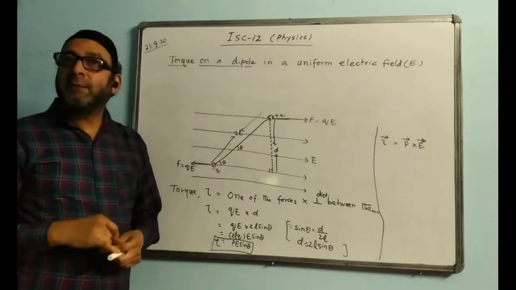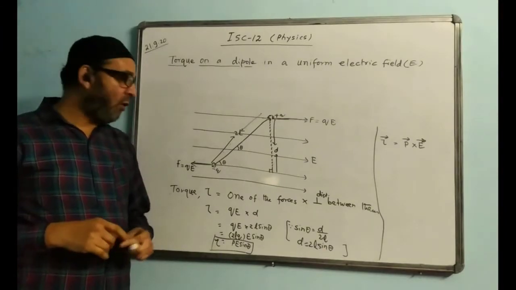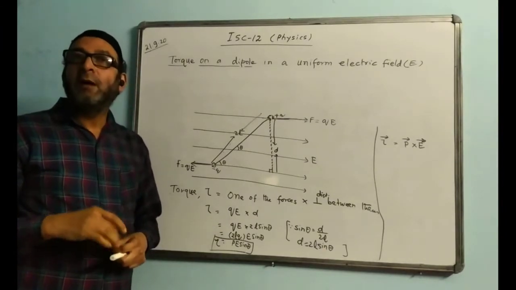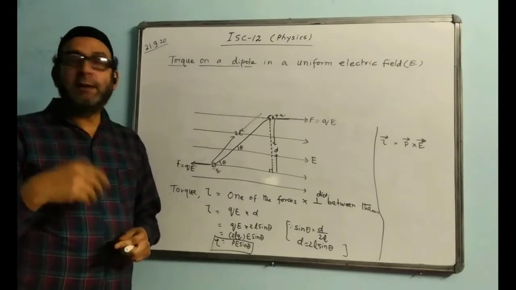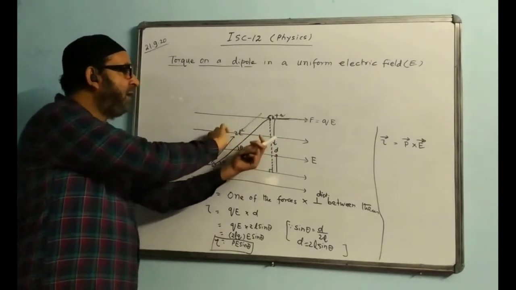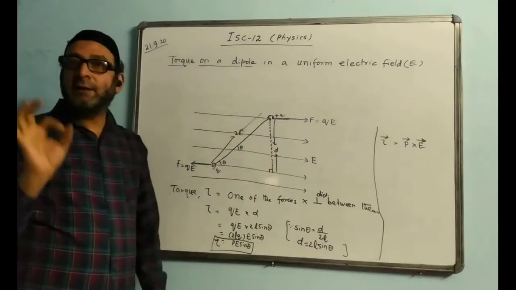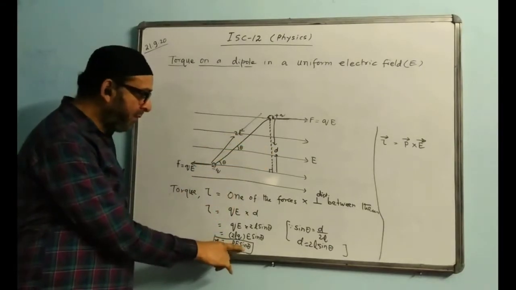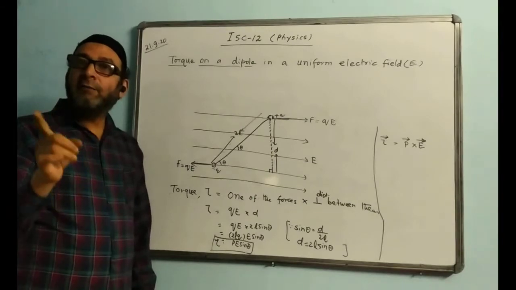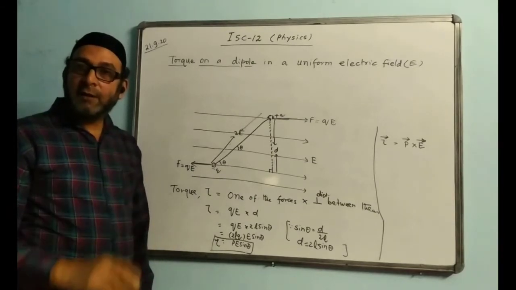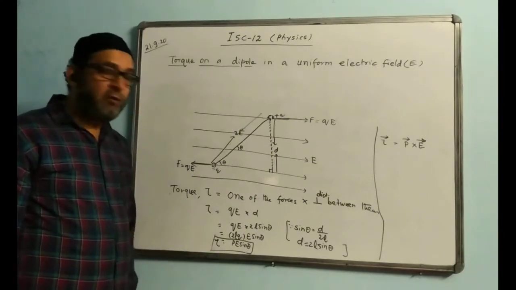Sin 90 is 1, so the torque will be maximum in that case. When will torque be maximum? When theta is 90 degree. When will torque be minimum? When theta is equal to 0 degree or 180 degree. That is, either it is this way or it is kept like this, plus here or minus here. Sin 0 is 0 and sin 180 is also 0. So either way the answer will come 0. Torque value will be 0.